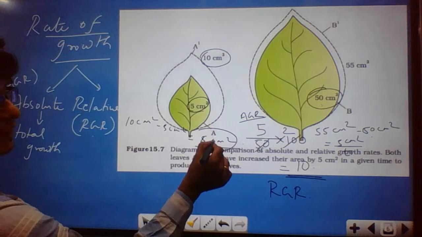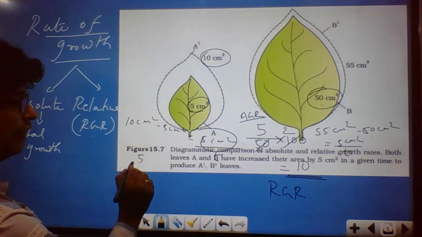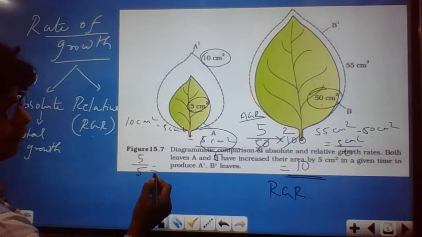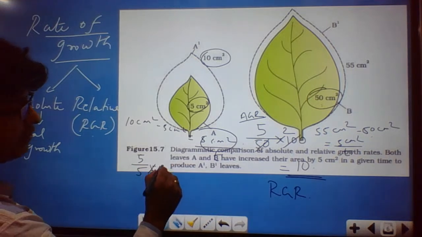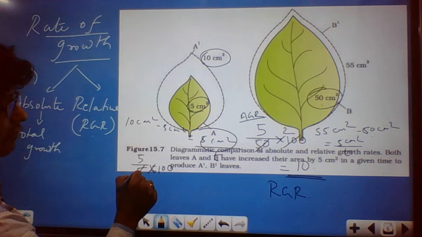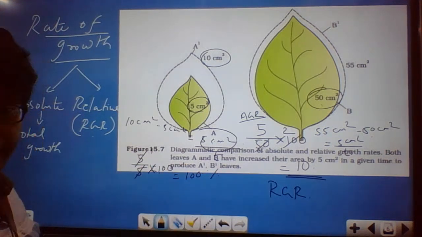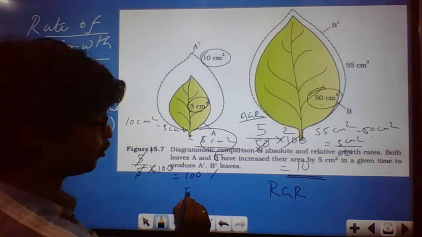Here it is also 5, and here it is also 5. So you get 5 divided by 5 into 100. If you don't want to calculate the percentage, then it is just 5 divided by 5. With the 100, this will give 100%. So this is your relative growth rate.